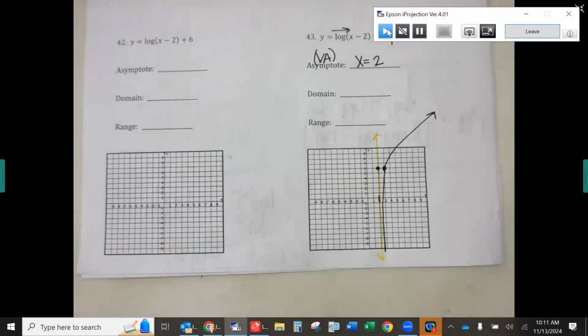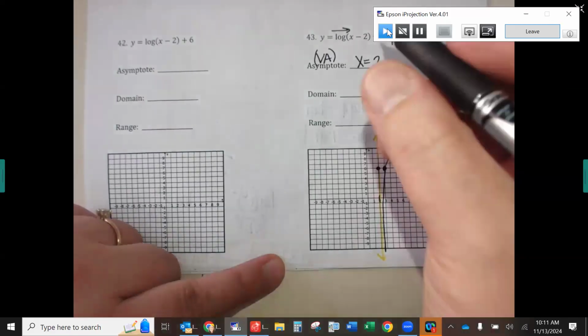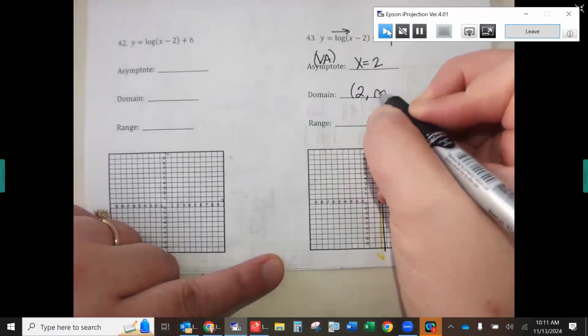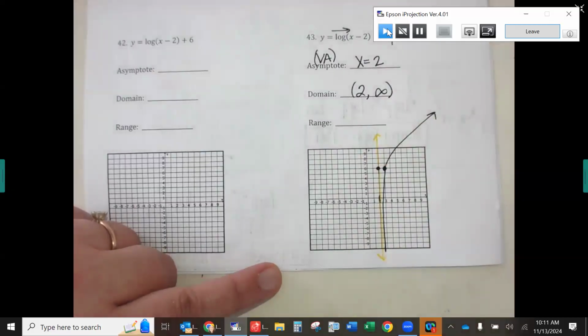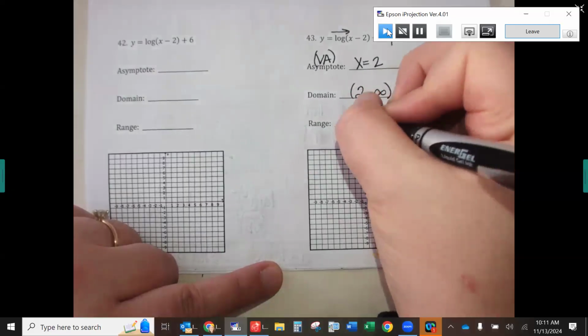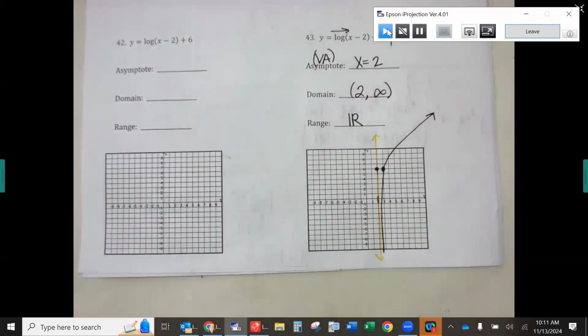Can my graph go to the left forever? Once it gets stuck, it can't go past 2. So your domain would be 2 to infinity. But then for your range, this one can go down forever and up forever. So it would be all the way. Okay.